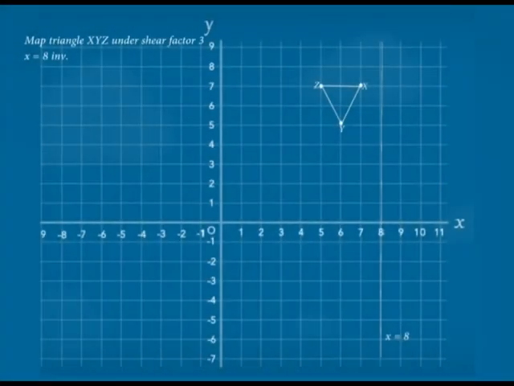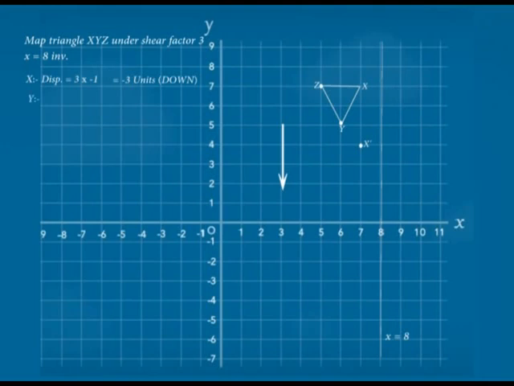Another example: map the image of triangle XYZ under a shear factor 3 with x equals 8 invariant. We start with point X. Perpendicular distance from the invariant line is -1. S is 3. Displacement is -1 times 3, giving us -3. So we move 3 units downwards.